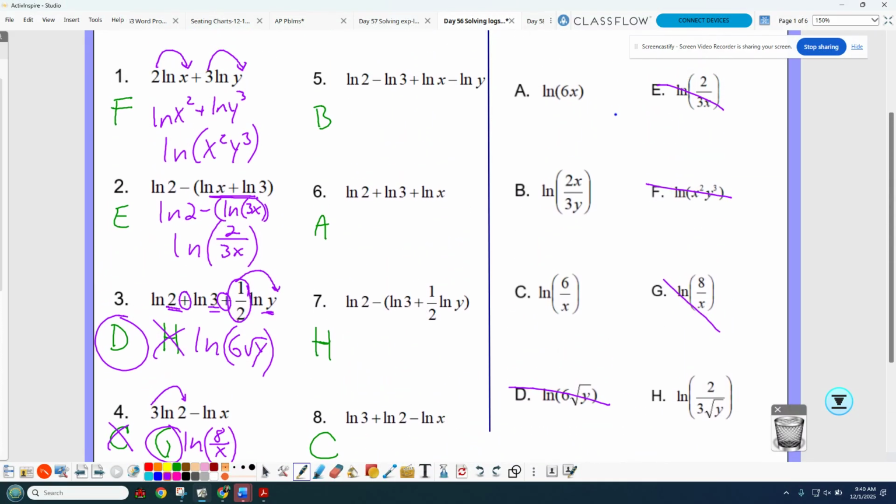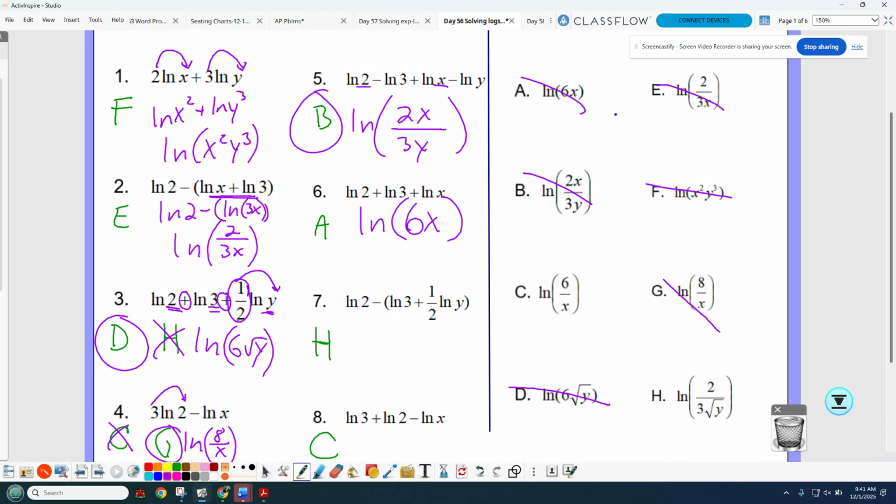Jonathan, whoa, this is a mess. Am I gonna have a top and a bottom? Yeah, 2x divided by 3y. The things being added are on the top of the fraction. The things being subtracted are on the bottom of the fraction. So B. I agree. 6. They're all adds. So Allie, what does this become? 6x. 2 times 3 times x, which is 6x, which I agree is A.